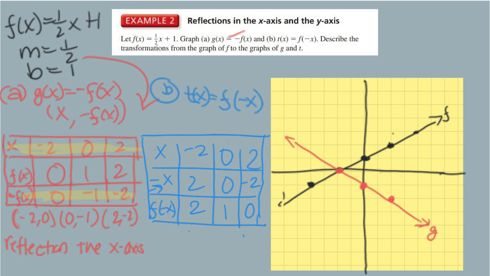You're going to use which ordered pairs? These with which ones? With the one we just solved for. So, let's plug in -2 and 2. -2 and 2. 0 and 1. And finally, 2 and 0.